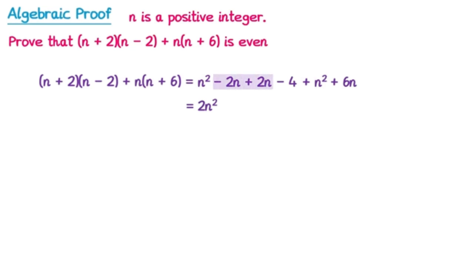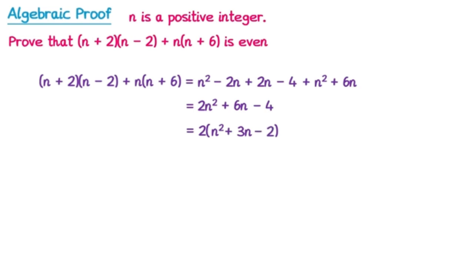We have negative 2n plus 2n, which would be 0, and then plus 6n, so just plus 6n. And there's only one constant here, negative 4. So we're trying to show that this is even by showing it's a multiple of 2. So we need to factorize out a 2, and we can now do that. So this would be 2 lots of n squared to get the 2n squared, 3n to get the 6n, and negative 2 to get the negative 4.